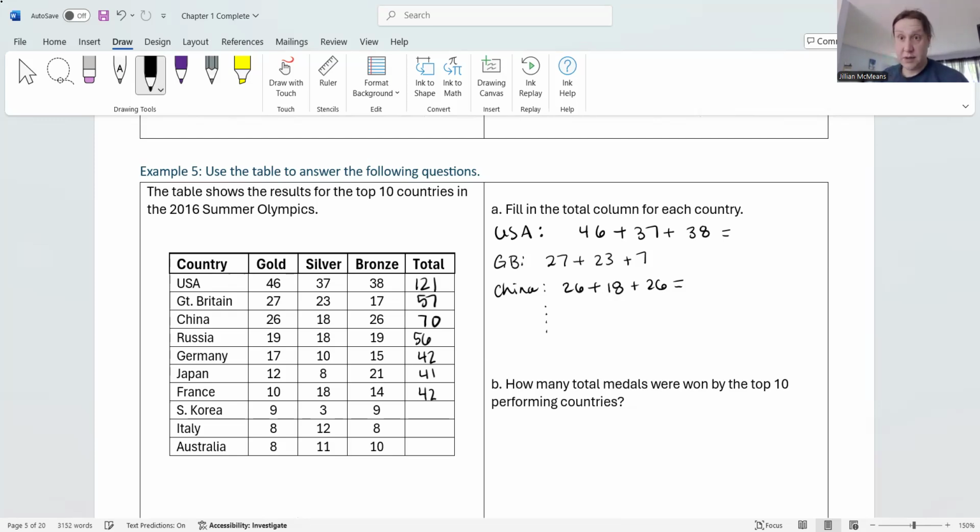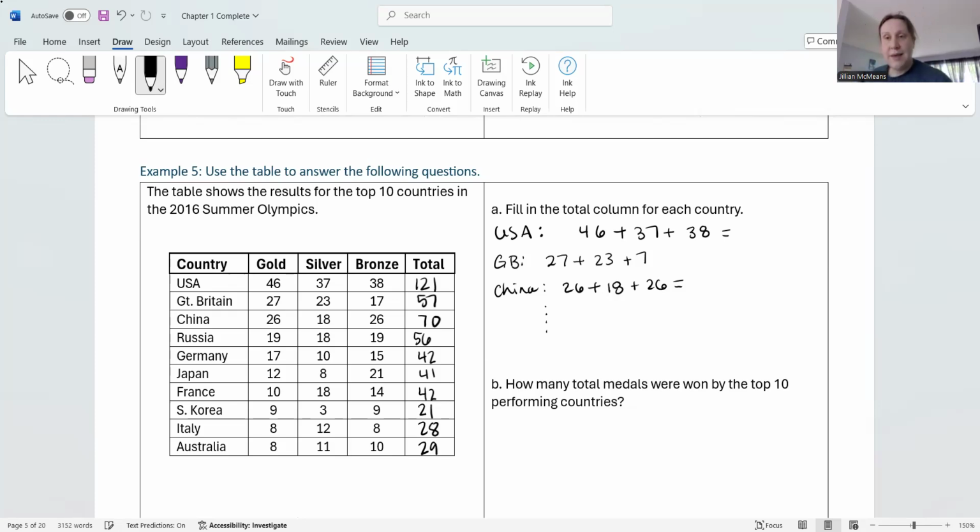If you don't have a calculator out and you're not doing this with me, pause the video, go get your calculator and make sure that you're checking these answers too. Let's see, South Korea had 9 plus 3 plus 9. We can see kind of easy, that's going to be 21, but if you need to use your calculator, go for it. Let's see, Italy is 28, so 8 plus 12 is 20, plus 8 more is 28. And then Australia has 8 plus 11 plus 10, which is 29.